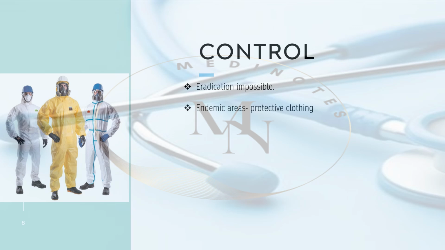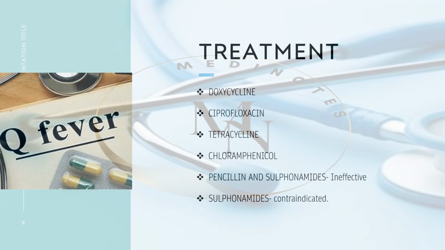Now we have the control. In the control, we need to know that eradication is utterly impossible, and in endemic areas, the person entering should wear protective clothes. We know what protective clothes are, it's PPE. So next is the treatment. The drug of choice for the treatment is doxycycline. We can also give ciprofloxacin, tetracycline and chloramphenicol. However, we should avoid the use of penicillin and sulfonamides because they are ineffective. Also, sulfonamides are contraindicated in this.